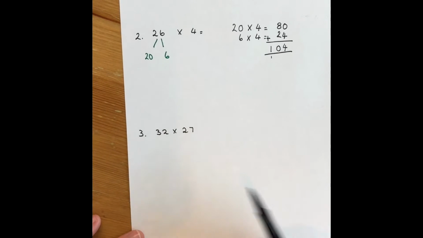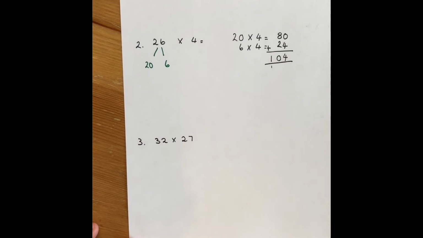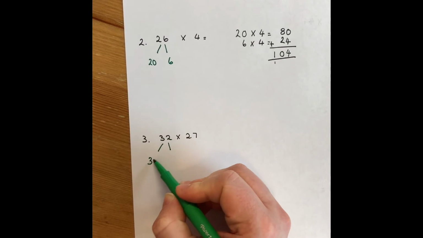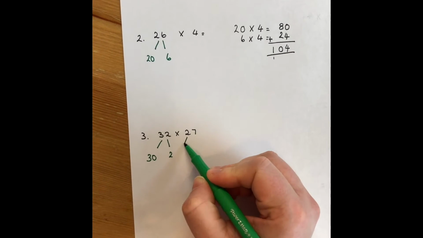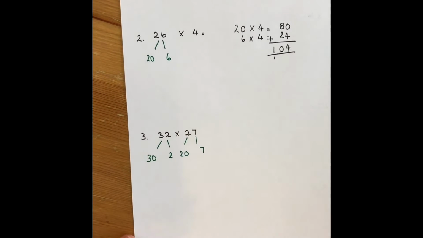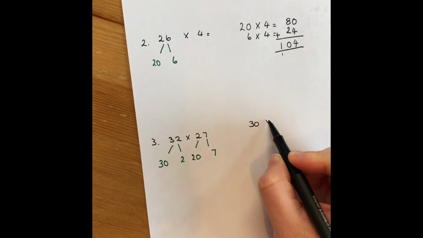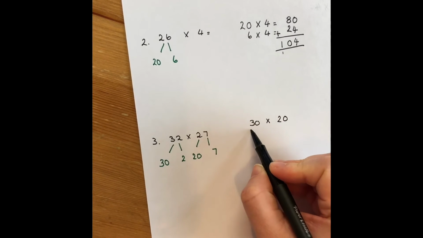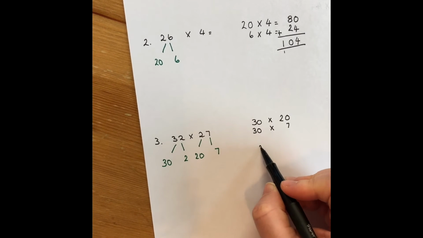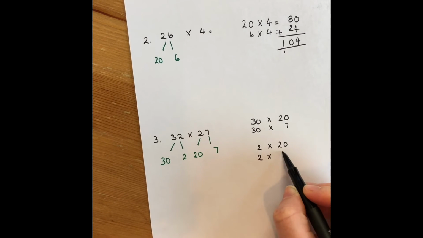Okay, now let's try it to see what happens when you've got 2 digits times 2 digits. So we're going to use the same steps, and we're going to partition each number out. So this time we're going to go 30 times by 20 and 30 times by 7. And then 2 times by 20 and 2 times by 7.